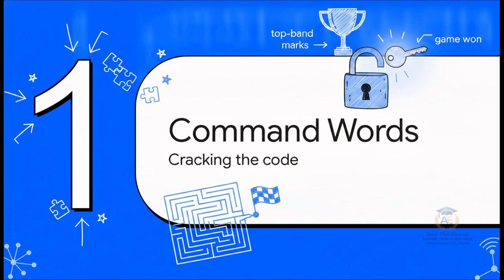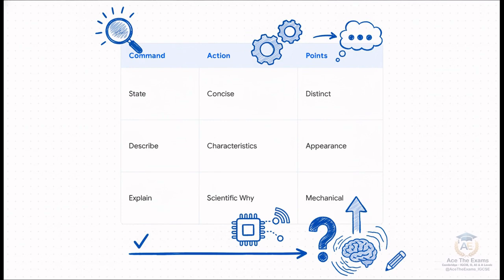To secure those top band marks in this explainer, we first need to crack the specific language Cambridge uses, because honestly, this is where the game is won or lost. There's basically a secret code examiners use that tells you exactly how much depth they want. When the prompt says state, they just want a concise, distinct point. No fluff whatsoever. When it says describe, well, that demands characteristics. What does the thing look like or what does it do?